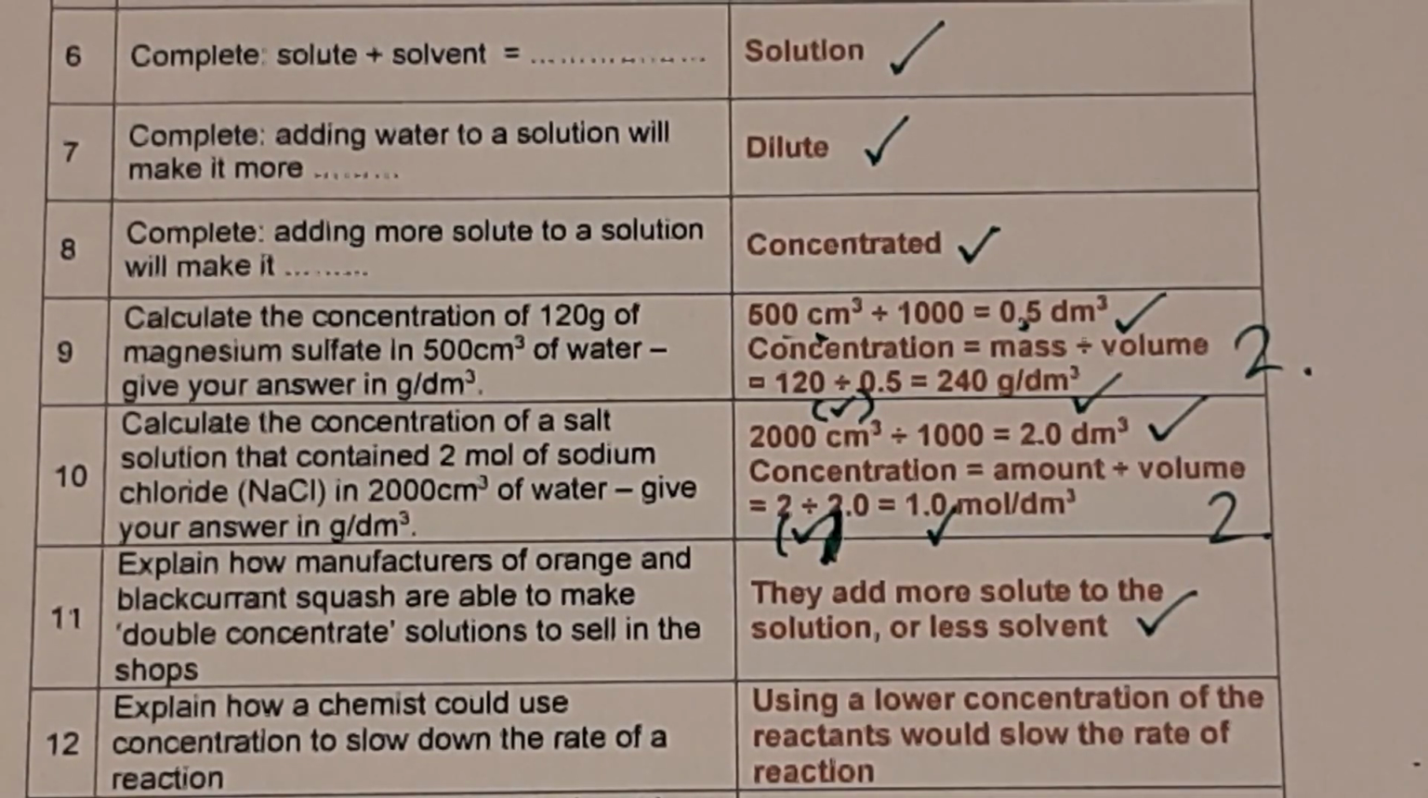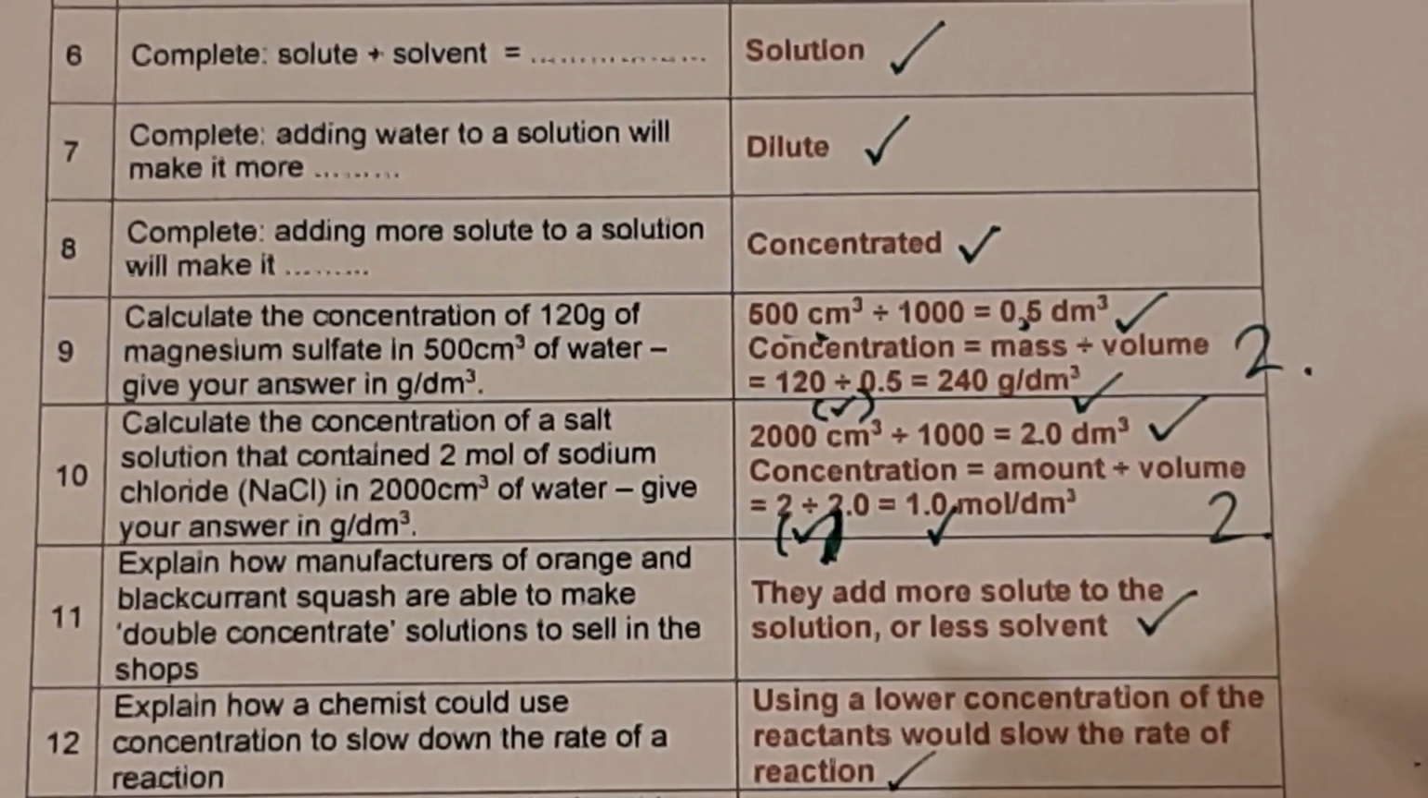Question 12. Explain how a chemist could use concentration to slow down the rate of reaction. Well, using a lower concentration of reactants would slow the rate of reaction. There's simply less of them and they're further apart. Question 13.